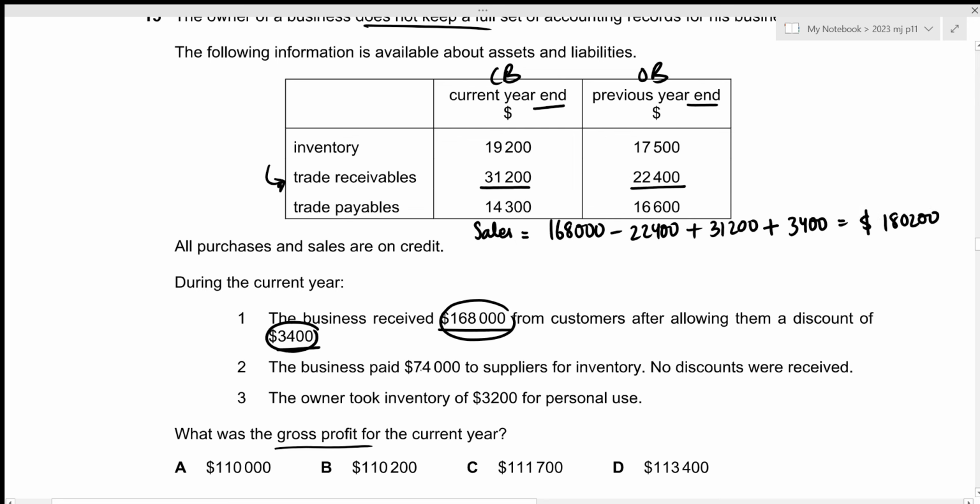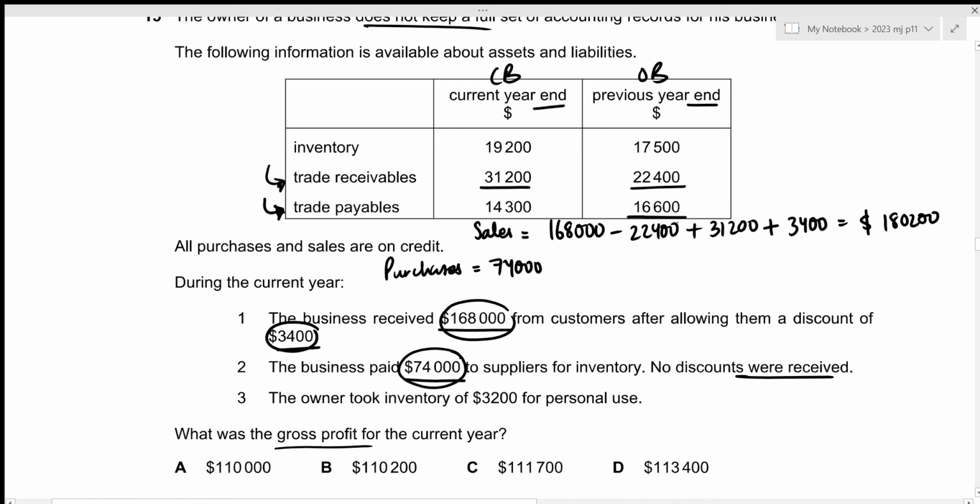Then the business paid 74,000 to suppliers for inventory. No discounts were received. Okay, we can figure out purchases from this one. We'll start with the amount paid to suppliers, that's 74,000. Then we need to incorporate the trade payables. So we have our opening trade payables of 16,600.